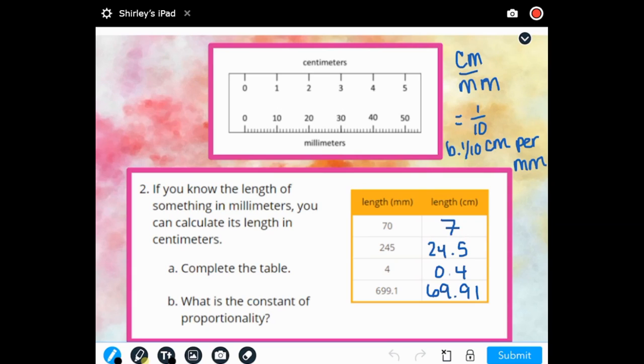This time we have the same diagram, but pay attention to what it's asking. Now it says if we know the length of something in millimeters, we can calculate its length in centimeters. So we're doing the reverse or the flip-flop. So if I have 70 millimeters, how many centimeters is that going to be? 245, 4, and 699.1. So calculate how many centimeters you're going to have. And then write your constant of proportionality and be very careful. Think about what we were talking about yesterday. Write your constant of proportionality and make sure you have your unit attached.